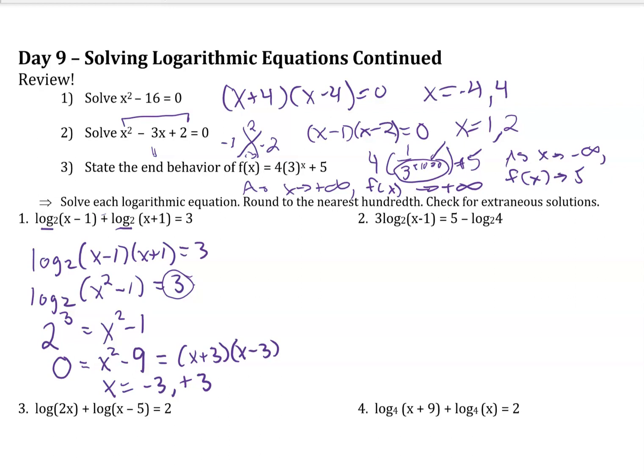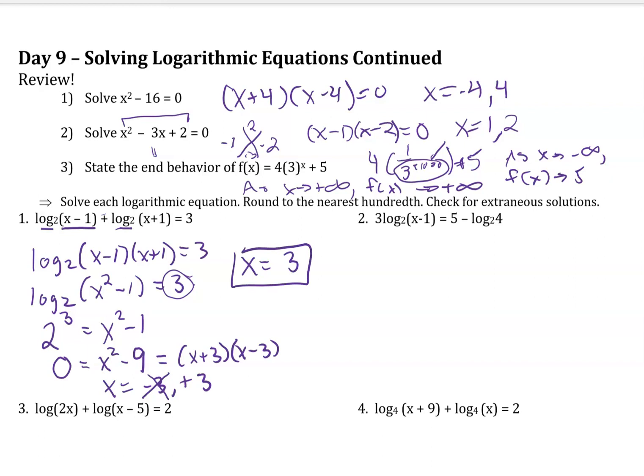But looking back up at our problem, log of x minus 1. If x is negative 3, I would be trying to take the log of a negative number, and 2 raised to a power will never become negative. So the negative 3 is not a valid answer. It's an extraneous solution. So our answer is just x equals positive 3.